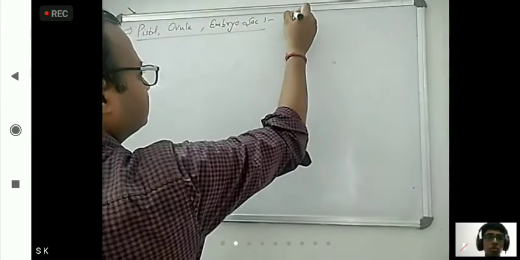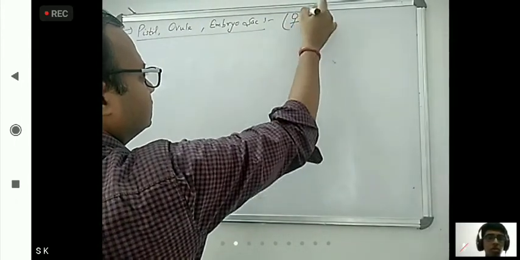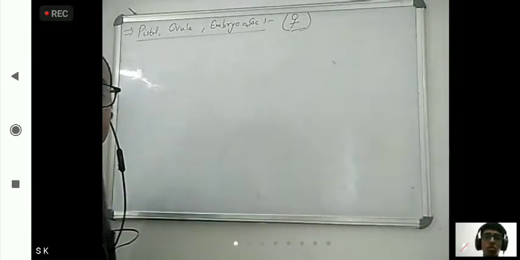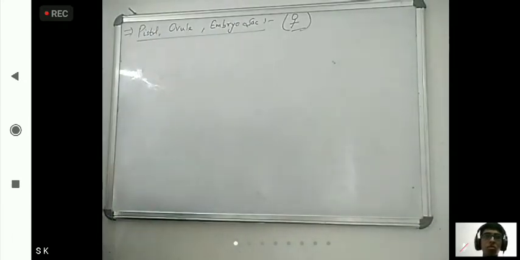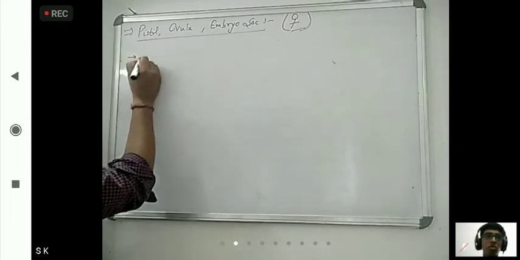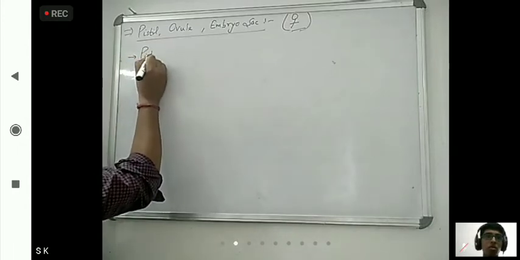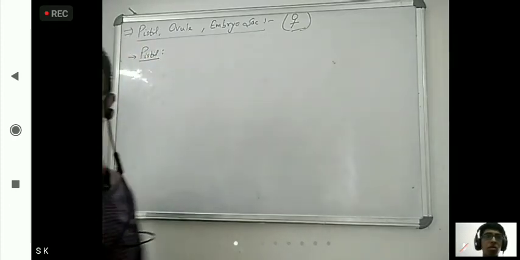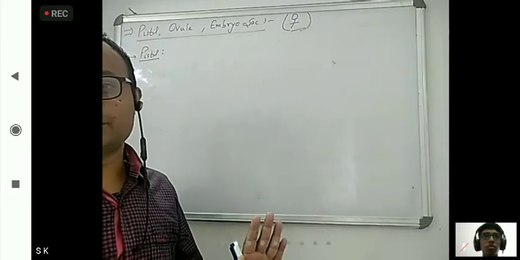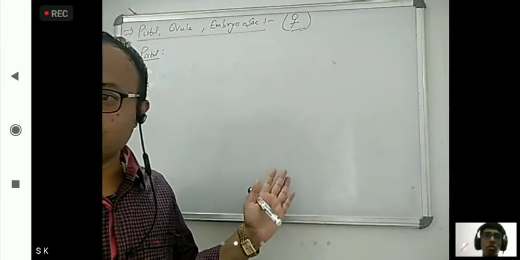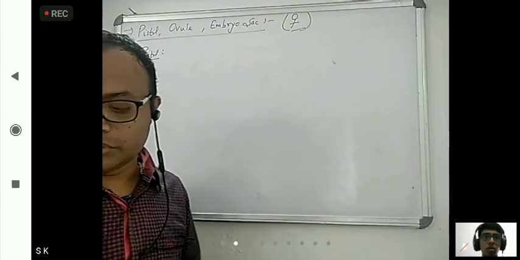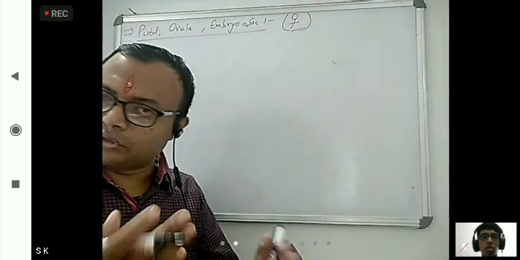This is what? Female. Previously we discussed the male part. Now we are discussing the female part. First we will discuss the pistil. What do you mean by pistil? We already know that gynoecium represents the female reproductive part of the flower, while androecium was male.